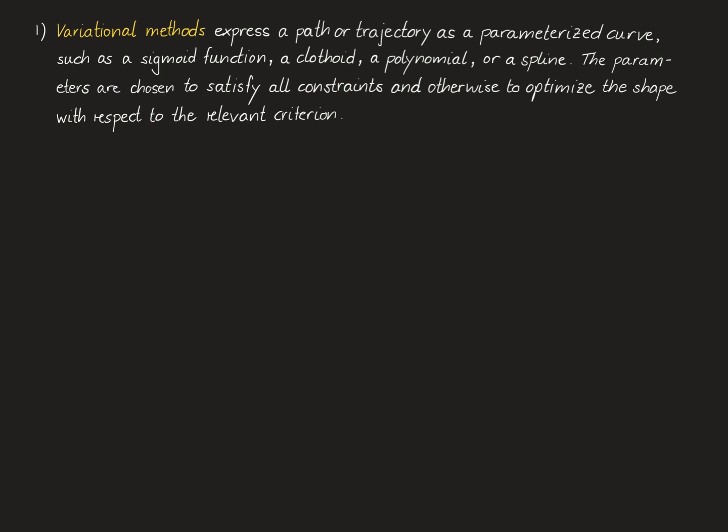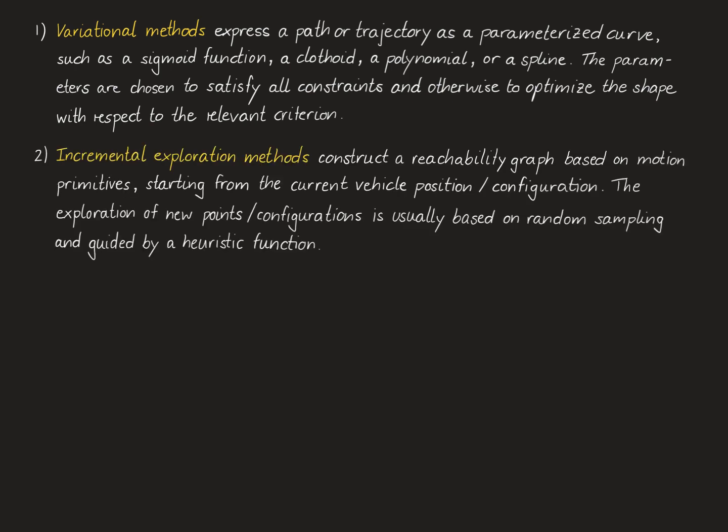An important example of variational methods is the so-called trajectory optimization, where the trajectory planning problem is formulated and solved as a numerical optimization problem. The second class of vehicle motion planning methods is called incremental exploration methods, which are also known as sampling-based methods.